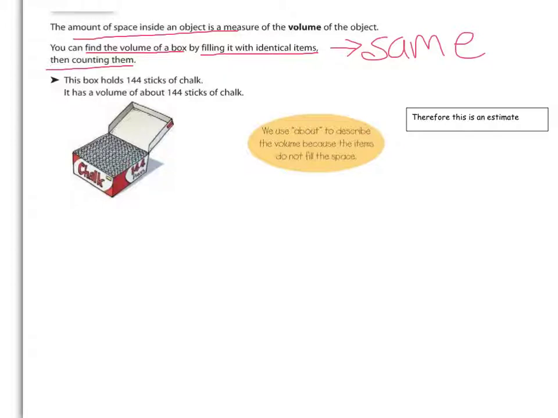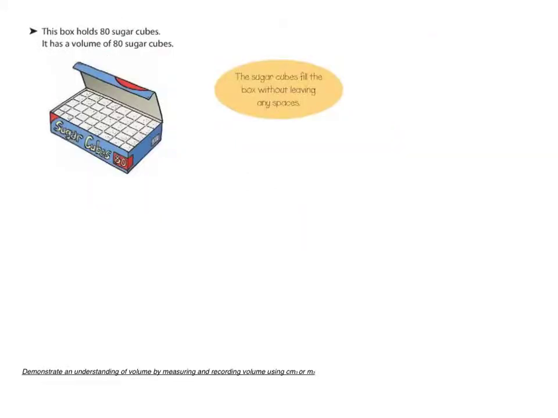Okay, so for example, here we have a box of chalk. It holds 144 sticks of chalk, so the volume is about 144 sticks of chalk. The about, remember, is what tells us that it's an estimate. Also, considering the fact that these are circular pieces of chalk, and when you have circular pieces of chalk next to each other, there is going to be some space that isn't going to be filled. So this is more of an estimate, I suppose, than if it were filled with cubes that don't have any spaces between.